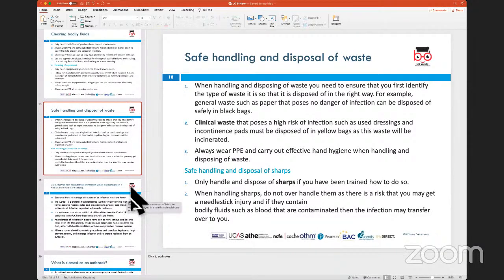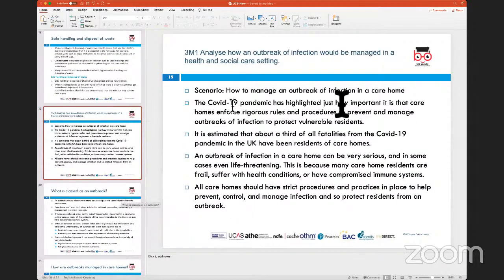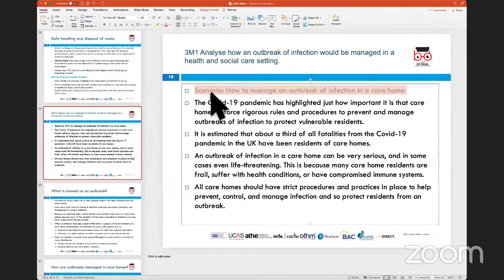So a simple task here, but just to look at this particular task, you're talking about ways in which you can help reduce the spread of infection. Now, going across to the merit criteria here, we need to talk about how an outbreak of infection can be managed within a health and social care setting.